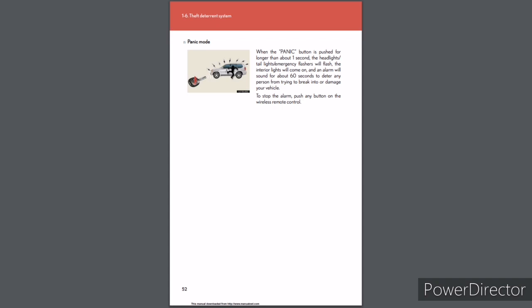Panic mode. When the panic button is pushed for longer than about 1 second, the headlights, tail lights and emergency flashers will flash, the interior lights will come on, and an alarm will sound for about 60 seconds to deter any person from trying to break into or damage your vehicle. To stop the alarm, push any button on the wireless remote control.